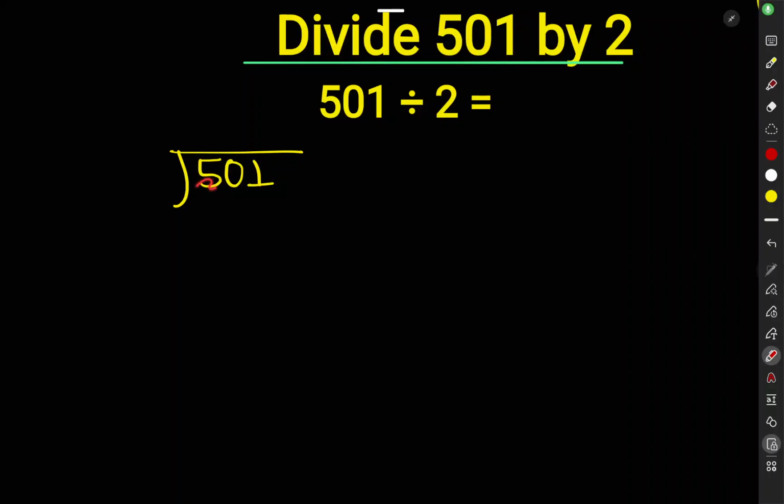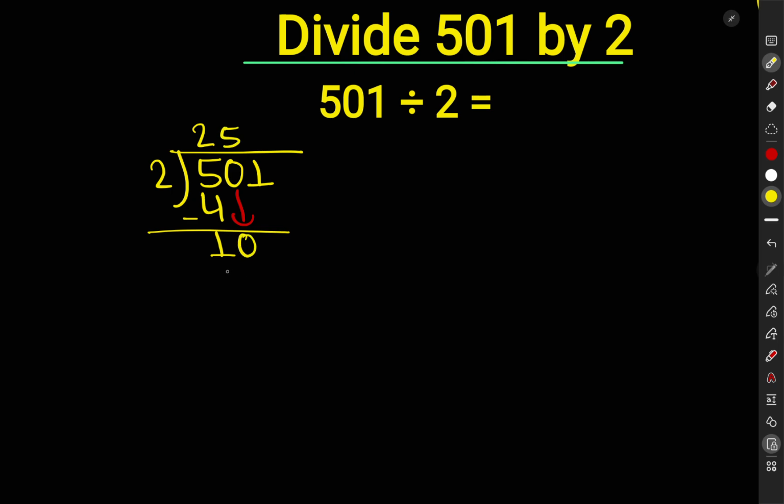Here we divide 501 by 2 in long division method. 2 times 2 is 4. On subtracting it is 1. So we put down this 0 and it is 10.